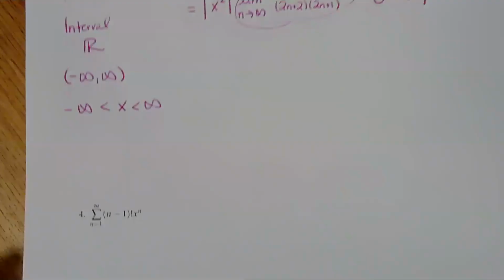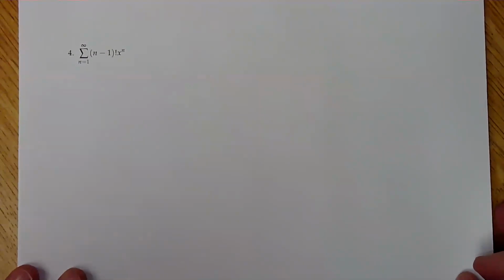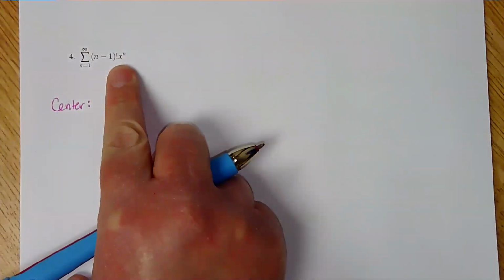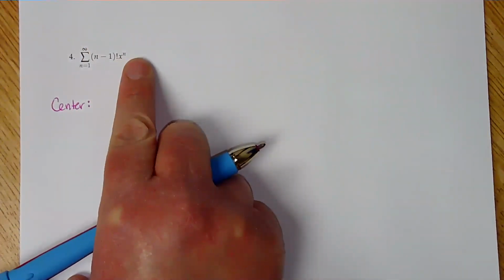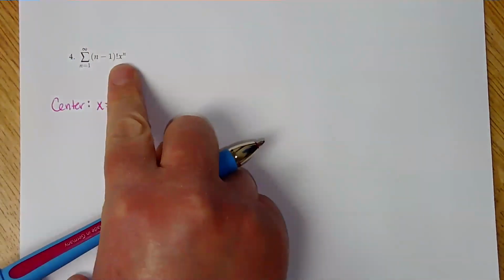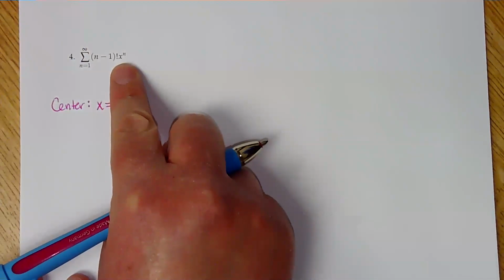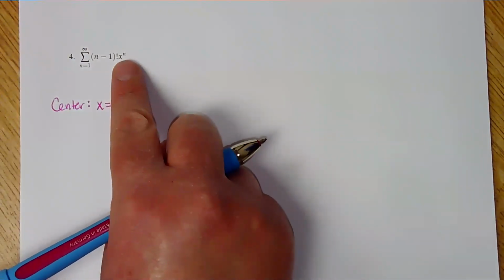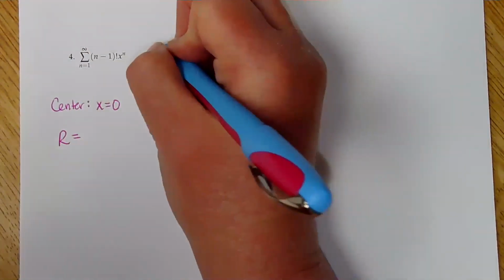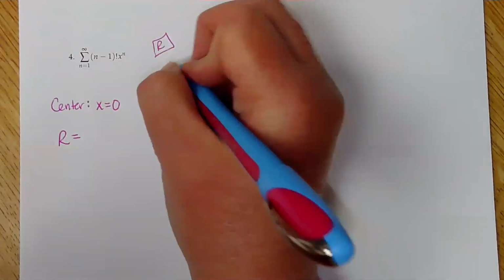So I have this series, n equals 1 to infinity, of (n minus 1) factorial times x to the n. Again, let's start by looking at our center. I just have x raised to the n, so it's not x minus a number. So my center is x equals 0. If it had said x minus 5, then my center would be x equals 5 or something like that. This will just be x equals 0. And my next step is to find my radius, and I'll do that by applying the ratio test.